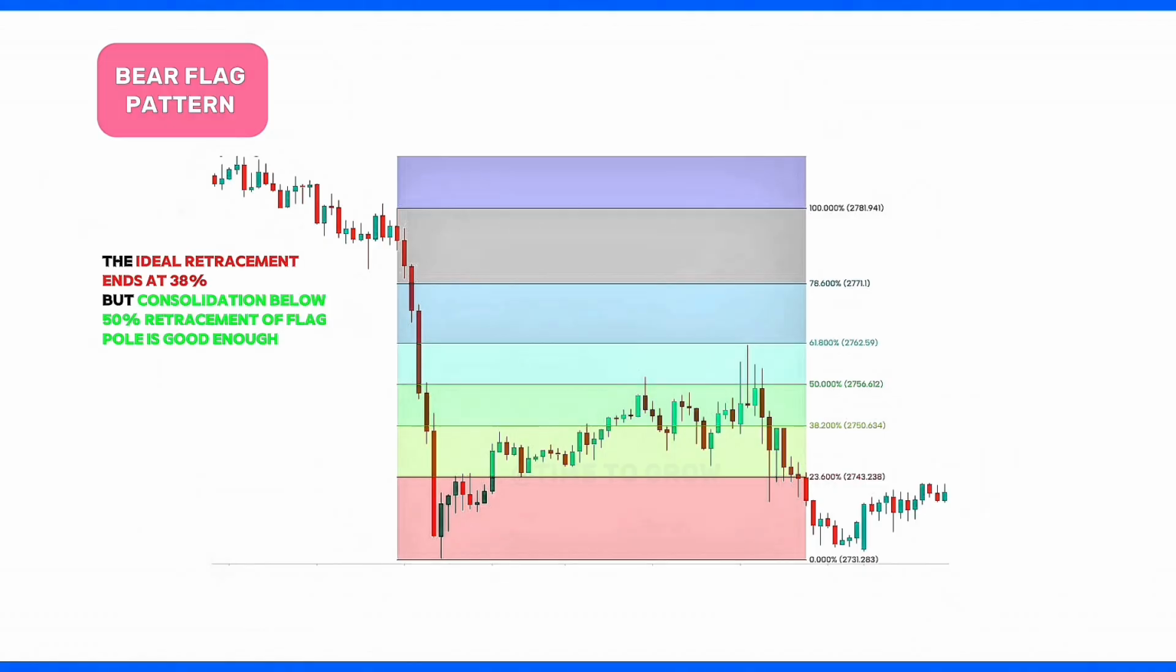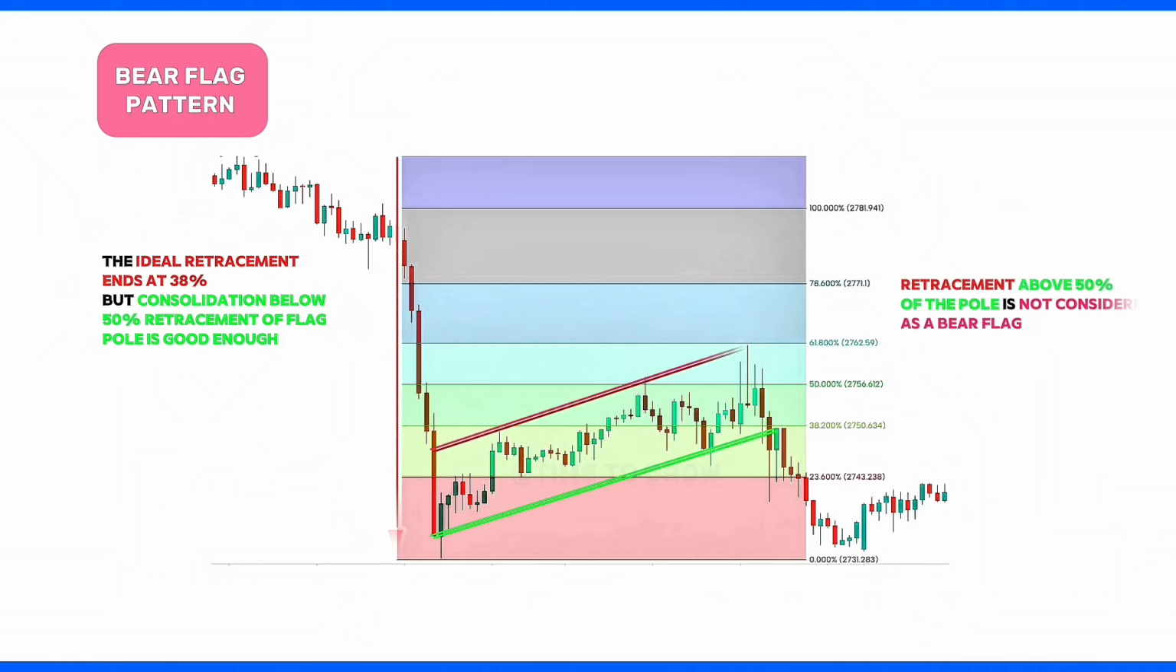Important rule for a valid bear flag. The pullback should not retrace more than 50% of the flagpole length. If the retracement goes beyond that, the pattern loses validity and should not be considered a bear flag.